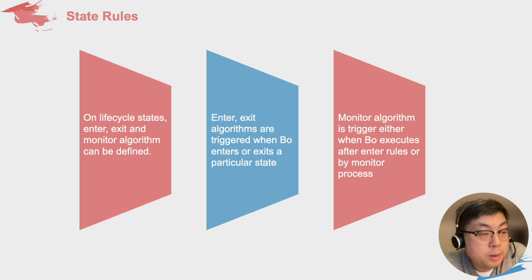Normally, monitor is triggered when the enter algorithm is executed, and if you don't have a monitor process defined on the state, the monitor algorithm will be triggered straight away. Otherwise, if you have a monitor process defined, when the batch is running, which is the monitor process, the monitor algorithm will be triggered. So there is a concept of periodic monitoring or deferred monitoring. We'll look at that a bit later.